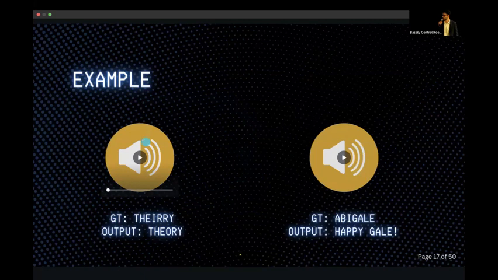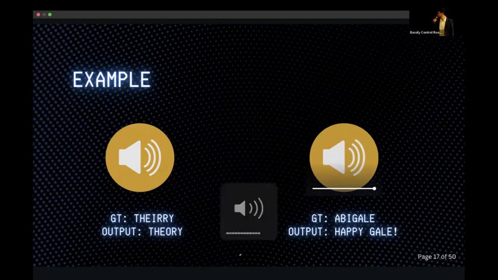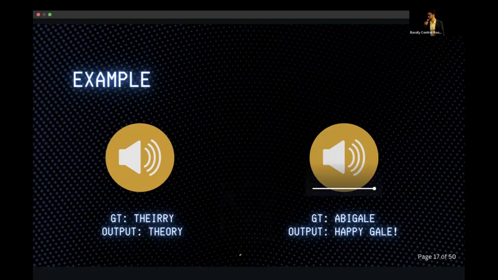So here are 2 examples that illustrate this. In the first example, the name was supposed to be Thierry, but it actually outputs theory. And in the next example, the ground truth was actually Abigail, but it outputs Happygale. And these inaccuracies can lead to significant misunderstandings when ASR is used in critical systems such as customer service.